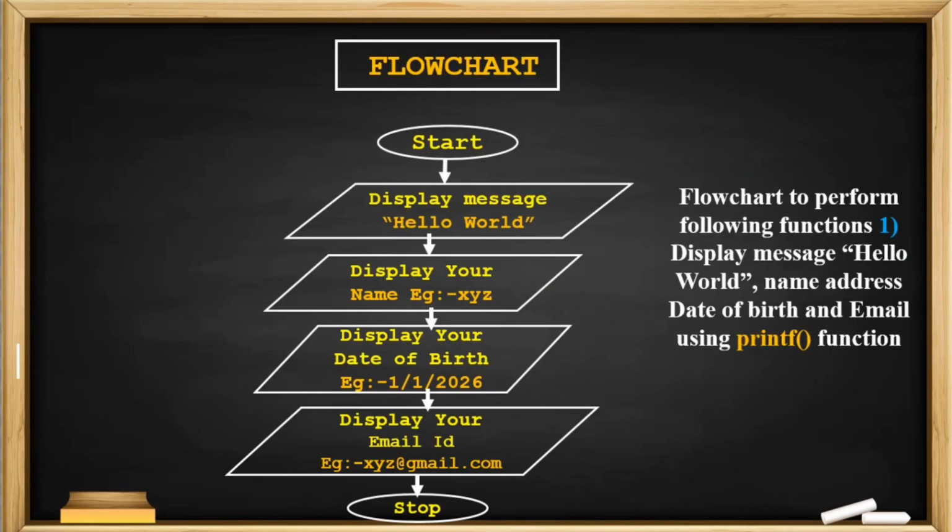Flowchart is a graphical representation of an algorithm. Flowchart always begins with start and ends with stop. In first input-output box, which is a parallelogram, hello world message is displayed. In next box, name of user is displayed. In very next box, date of birth is displayed as shown. In the last input and output box, email address of user is shown.